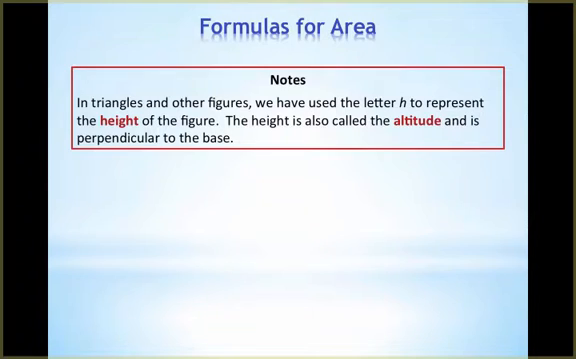It's important that you realize as we are using formulas throughout this section that we use the letter H to represent the height of a figure. We also call that the altitude, and those are always perpendicular to the base or they make a 90-degree angle. That's what perpendicular means. So if I had a triangle, then this dotted line would be my height or my altitude because it has to be perpendicular to the base.